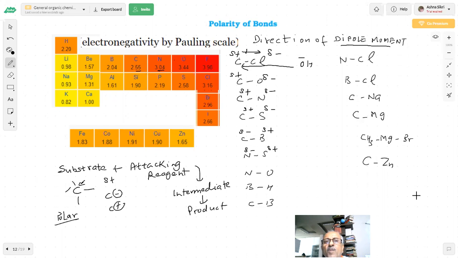Nitrogen and oxygen, which bond will be polar? Which is more electronegative, oxygen or nitrogen? The values I have given you. Oxygen, sir. So this is negative, this is positive. Boron and hydrogen. Hydrogen is 2.20. Boron is 2.04. Yes, sir. So hydrogen is negative, this is positive. So B plus, H minus. This is a hydride ion.